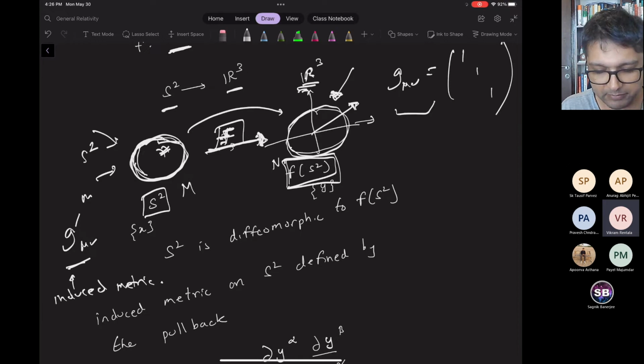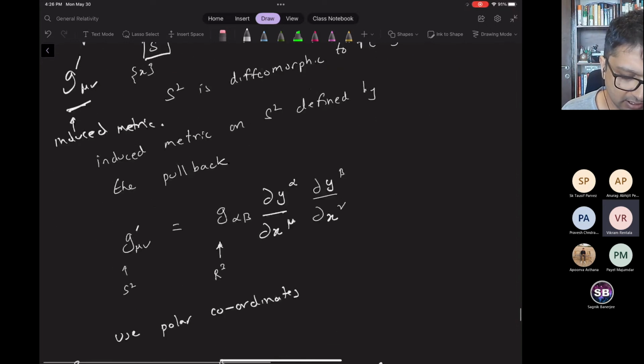Okay, so if you give me a metric on R3, let's say I take a standard Euclidean metric, this will induce a metric on this S2. And it's defined by this pullback. So in a particular coordinate system, the metric on S2, if I want to work out the components, will be related to the metric on R3 times these Jacobians.